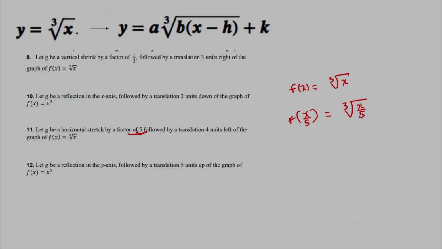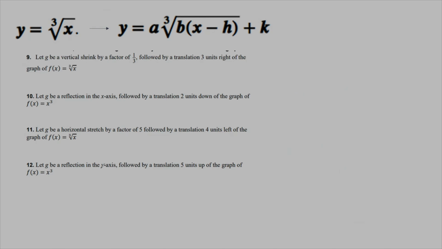That's the first thing. Second thing, it says translation of 4 units to the left. So now 4 units to the left, that means my x will become x plus 4. So x plus 4, everything remains the same. So like x plus 4 over 5. So that is my new function g of x. Since it is left, that's why this thing is positive.